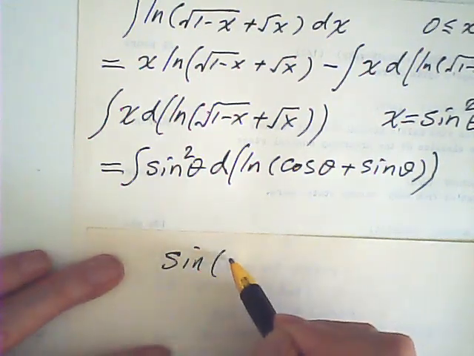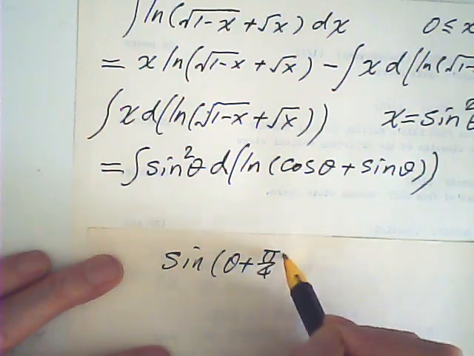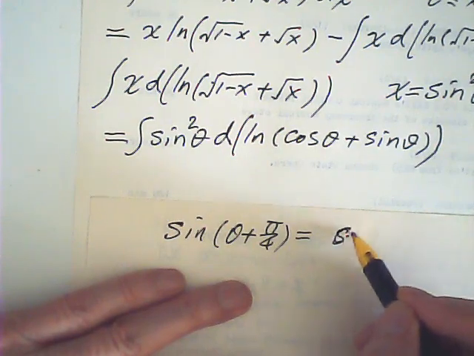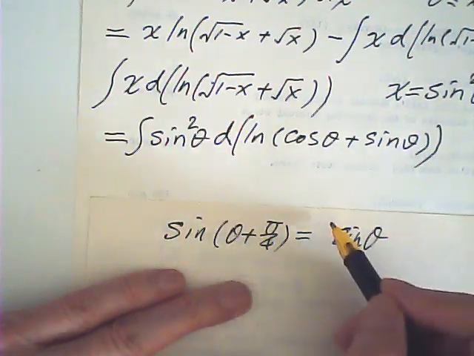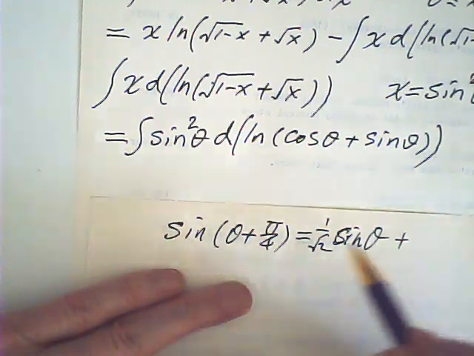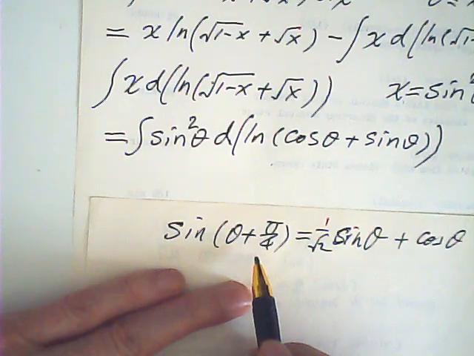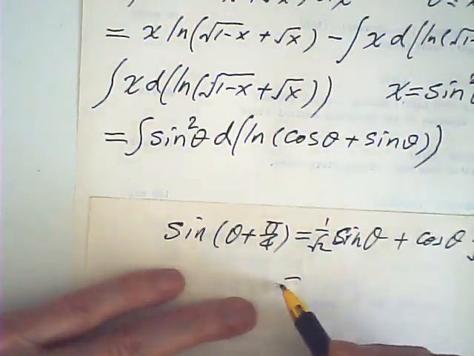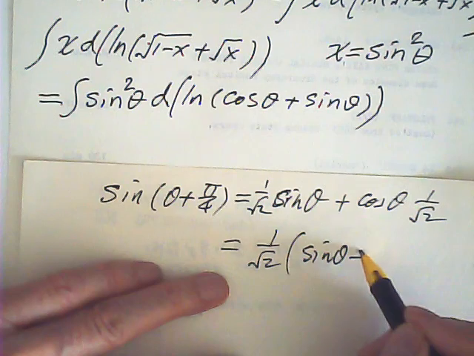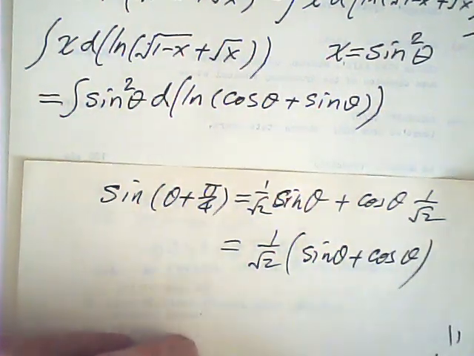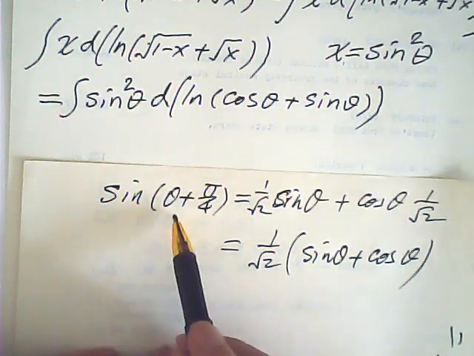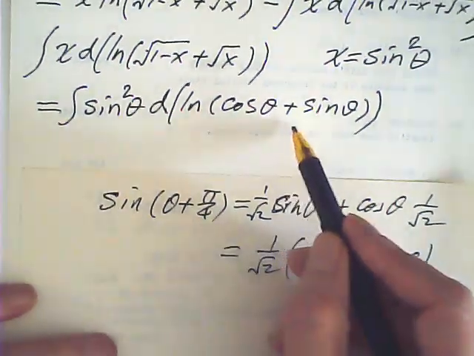sine of theta plus quarter pi is equal to sine theta times cosine quarter pi, which is 1 over root 2, plus cosine theta times sine quarter pi, which is also 1 over root 2. So 1 over root 2 is a common factor, times sine theta plus cosine theta. Therefore, sine plus cosine is equal to root 2 times sine of quarter pi plus theta. So this is what I want.